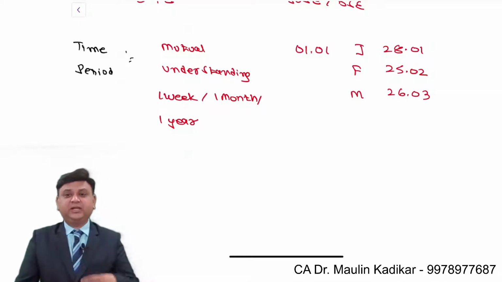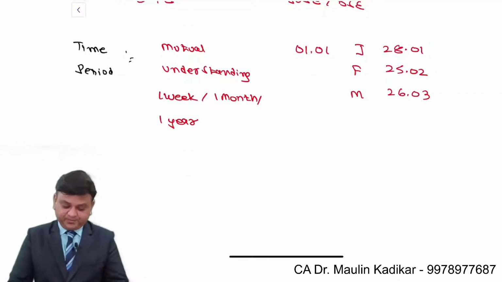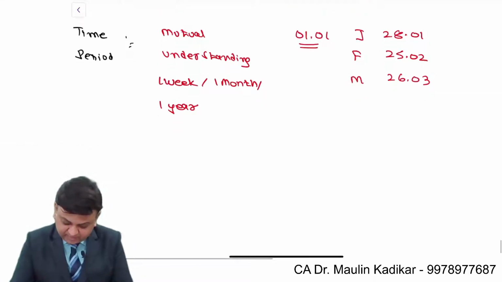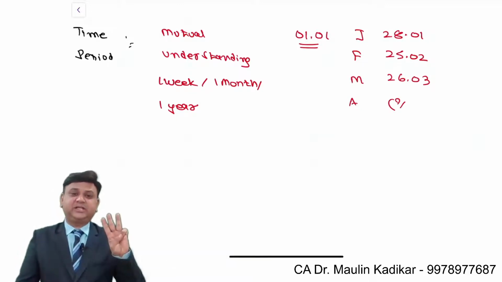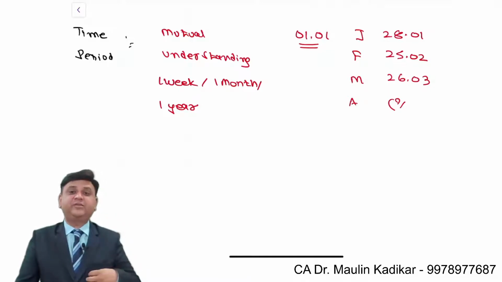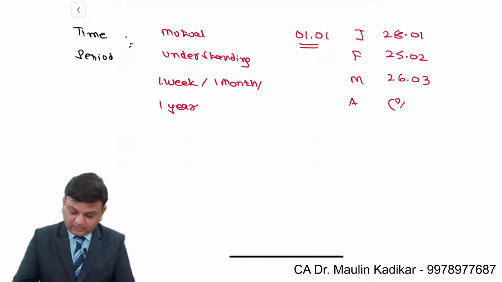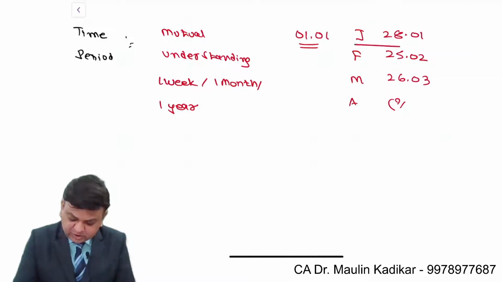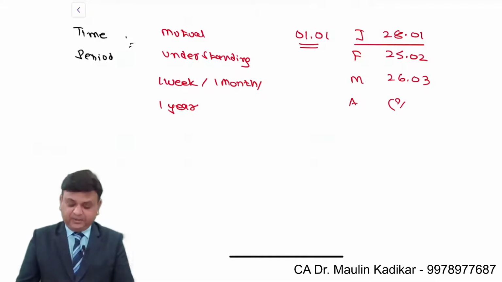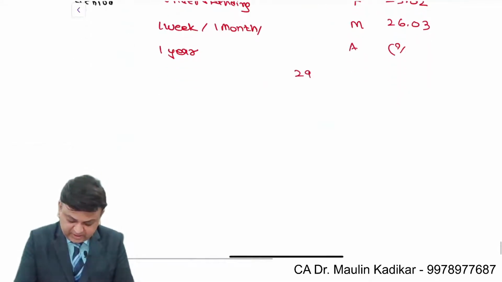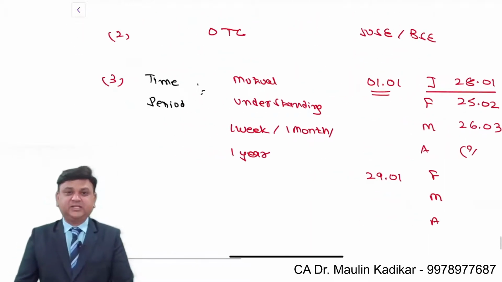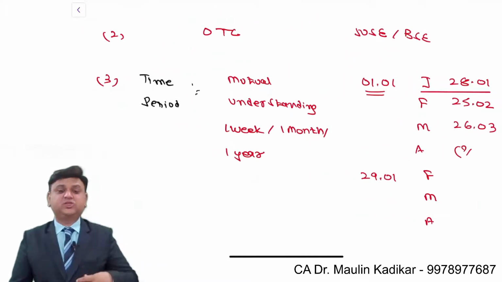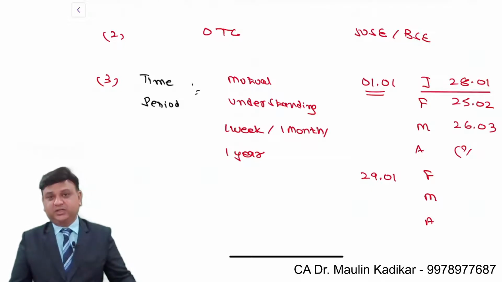If I want to enter into the futures contract on 1st of January for the month of April, can I? The answer is no. At one point of time, there are only three stock futures contracts which can be entered upon. Once the January futures contract expires on 28th of January, on 29th of January you will find that the futures contract will be available for February, March as well as April. In a way, at one point of time, three stock futures contracts are available in the stock exchange.